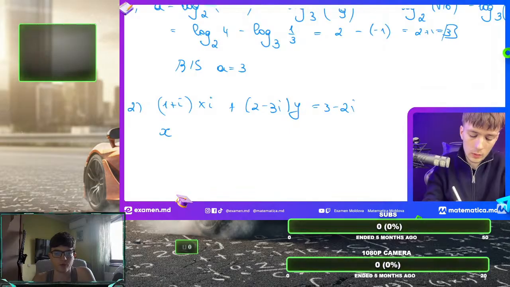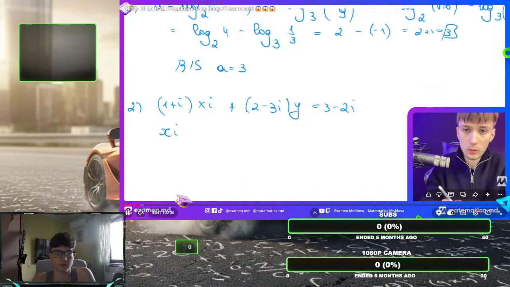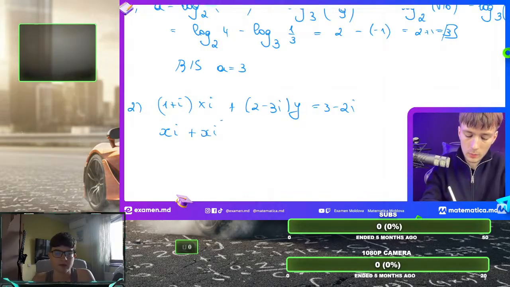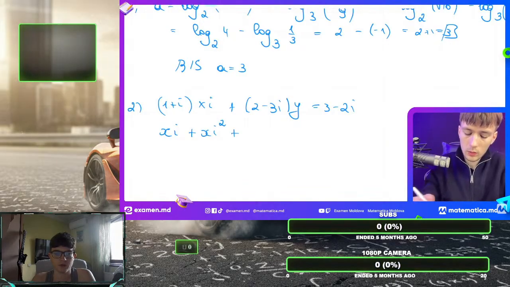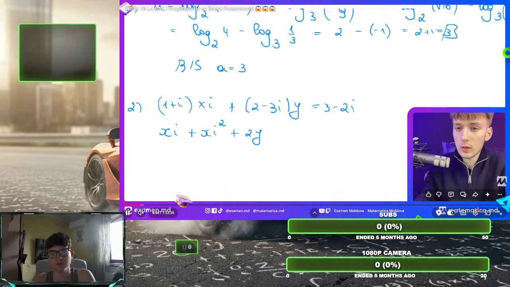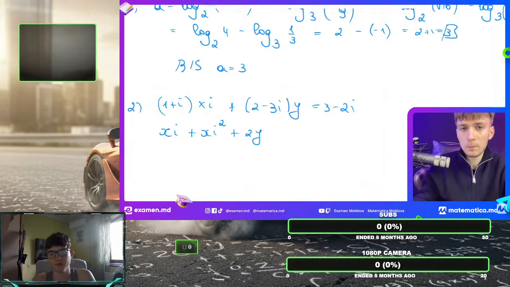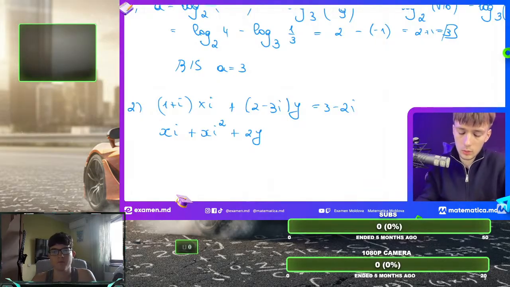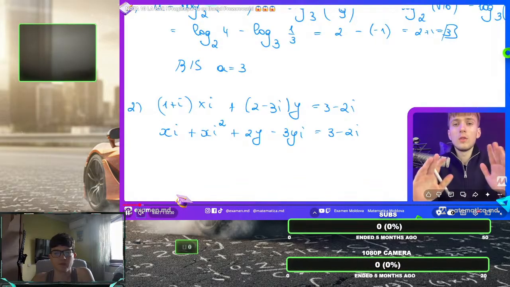First up, we're gonna remove a parenthesis. It's gonna be x plus i to the second power, actually x plus x i to the second power in the first one, and yeah, like that. Actually x i, yeah. Alright, so plus 2y, and then minus 3i and y equal with 3 minus 2i. That's that.